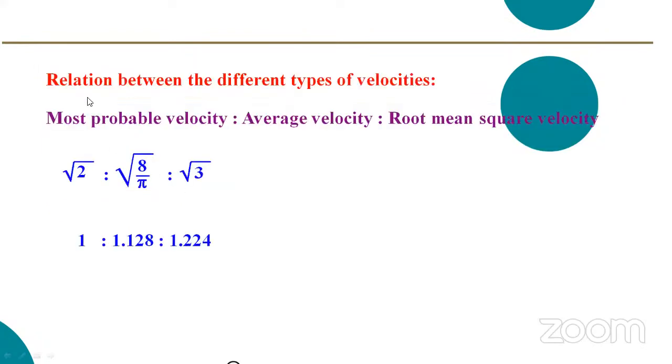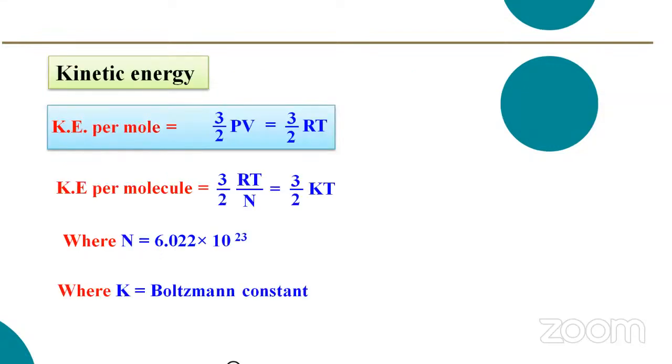So how do you take the relation between these different types of velocity? Most probable velocity is given by square root of 2, average velocity is square root of 8 by pi, and root mean square velocity is root of 3. So when you take the approximate of this, it is 1 is to 1.128 is to 1.224. So this is the relationship between the different types of velocities.